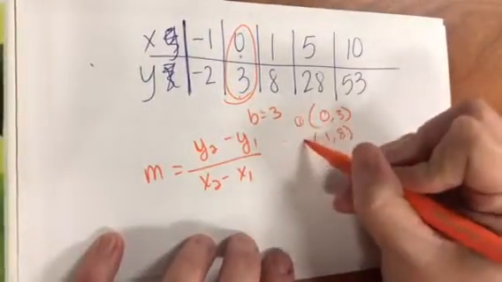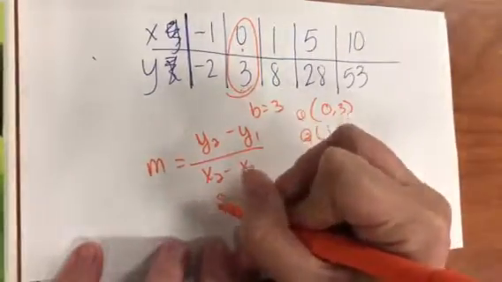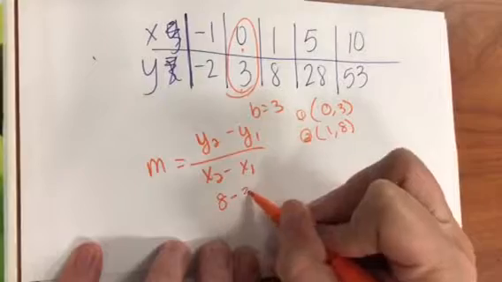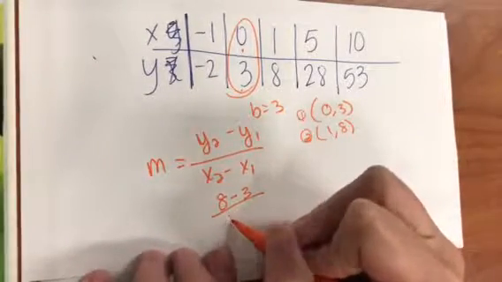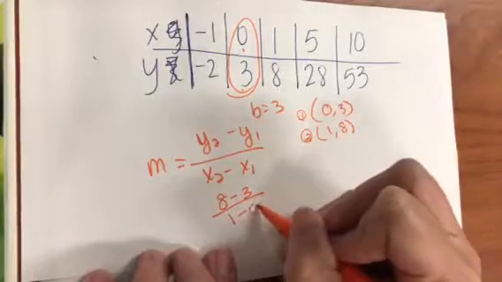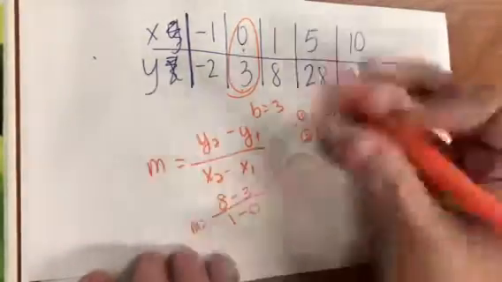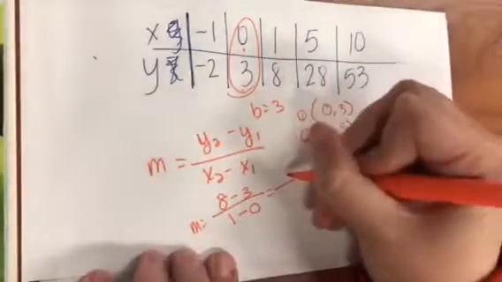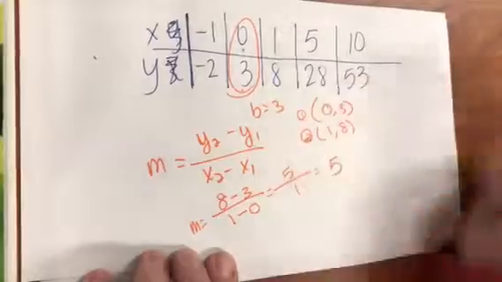So let's call this one the first one, this one the second one. My y2 would be 8. My y1 would be 3. I'm not going to highlight because there were a lot of colors. My x2 would be 1, and my x1 would be 0. 8 minus 3 is 5. 1 minus 0 is 1. So my slope is 5.